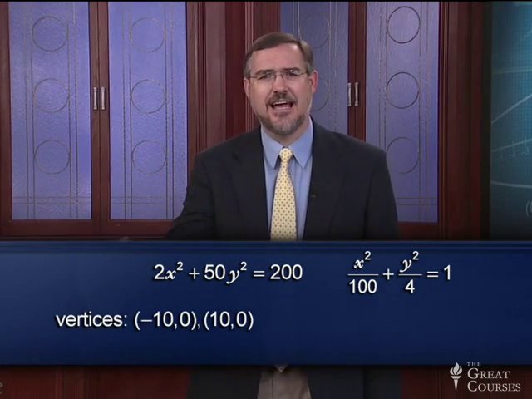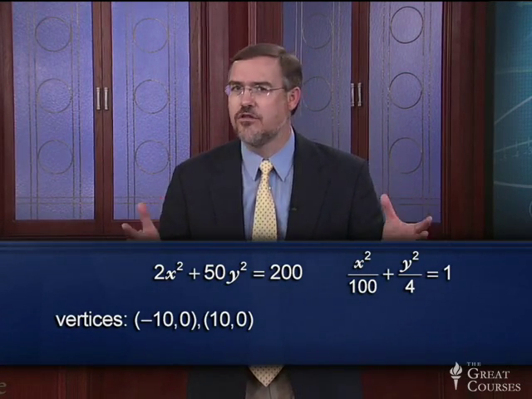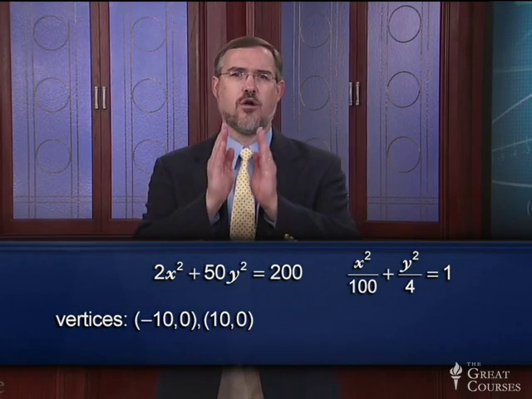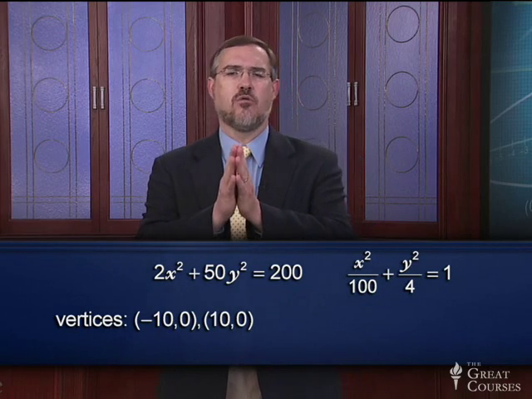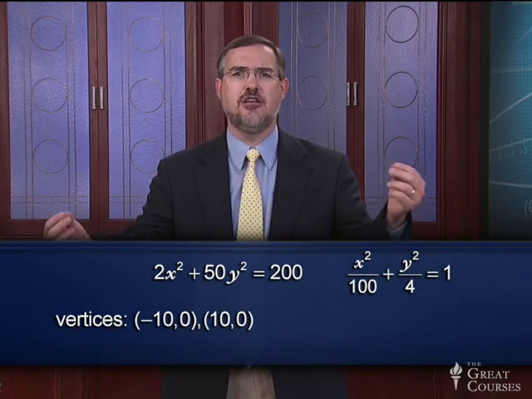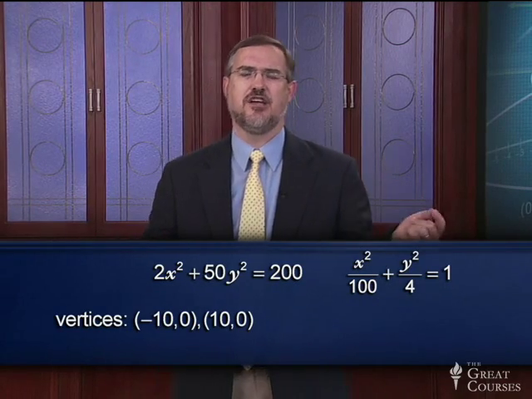They're going to be at (-10, 0) and at (10, 0). Where are those 10s coming from? Square root of 100. That's right. 100 is that denominator. Square root of it is 10. So the endpoints of the major axis are at (-10, 0) and (10, 0).